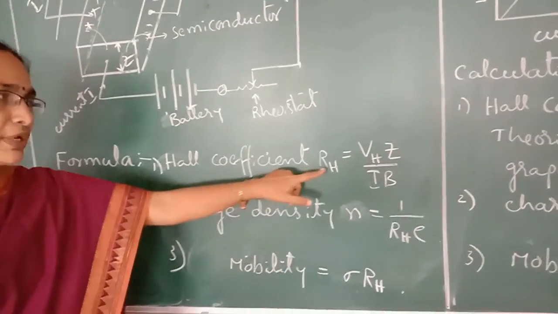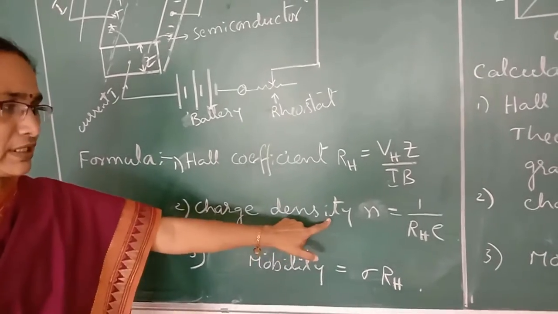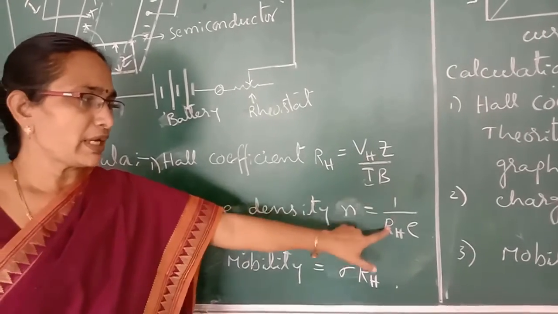And the charge density, once you calculate RH, you can calculate the charge density n to be equal to 1 by RH e.